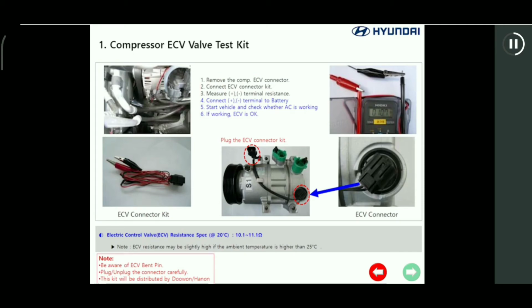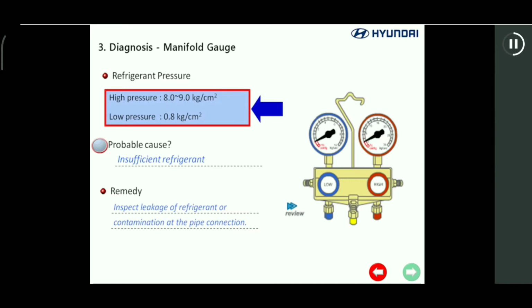Note: be aware of the ECV pin being bent during testing. Plug and unplug the connector carefully. The test kit can be distributed by the vendors. Now we will see the problem and its remedy based on the readings from the manifold gauge.